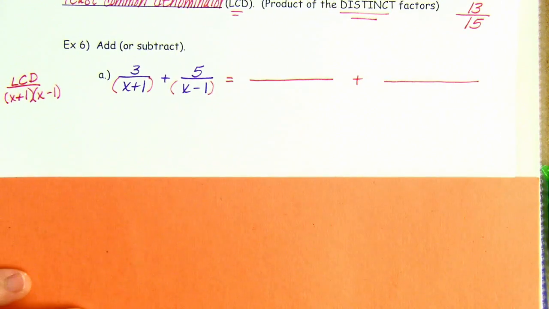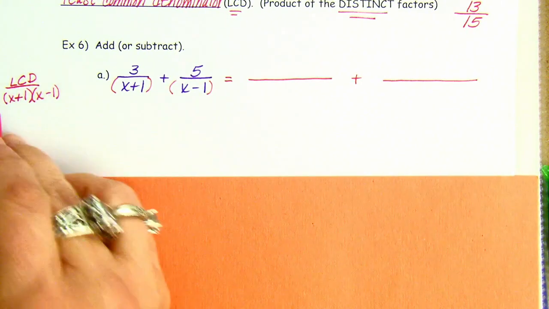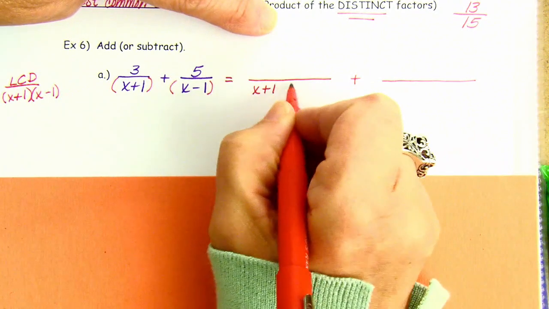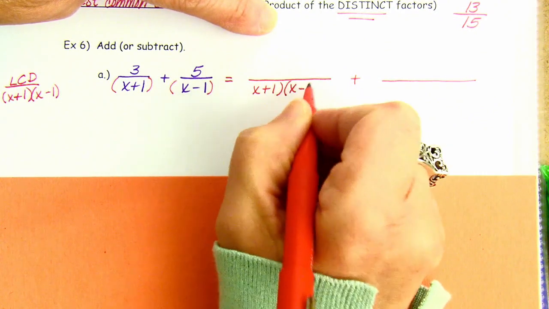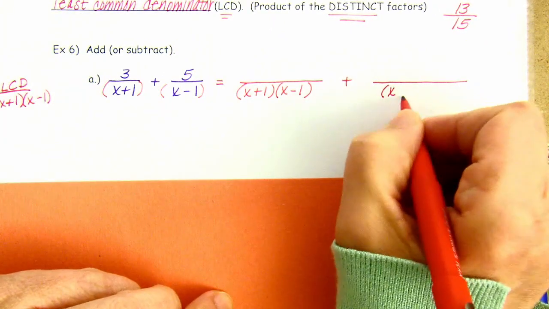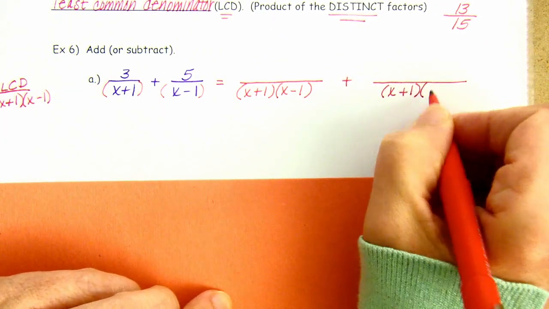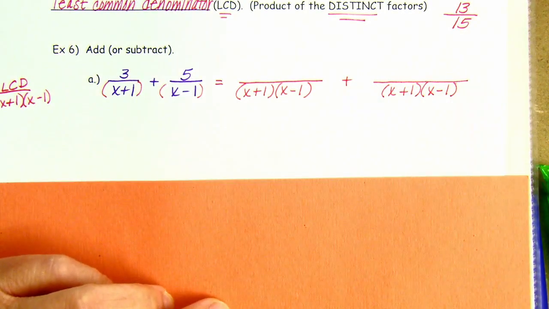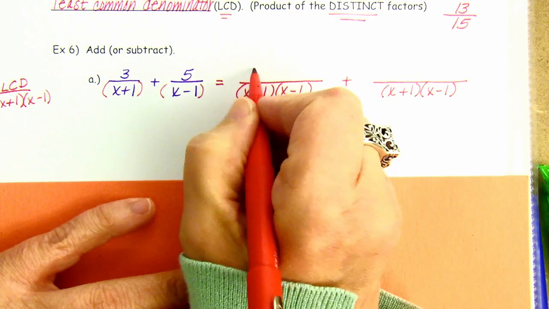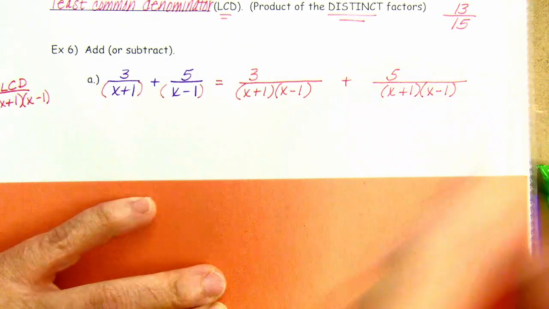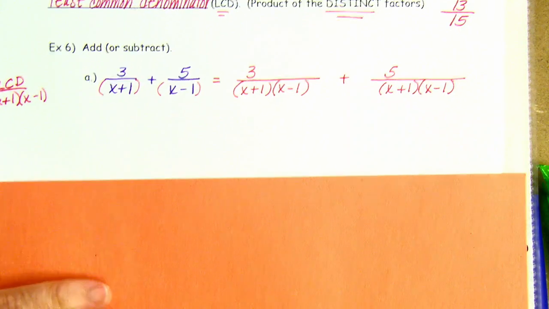So what we're going to do is put this least common denominator into each denominator. So there's the LCD. There's the LCD again. And I like to copy the original numerator. There's a 3 in the first fraction and a 5 in the second fraction.